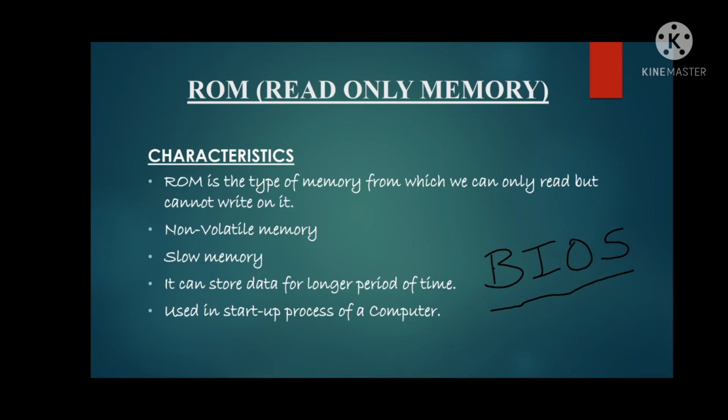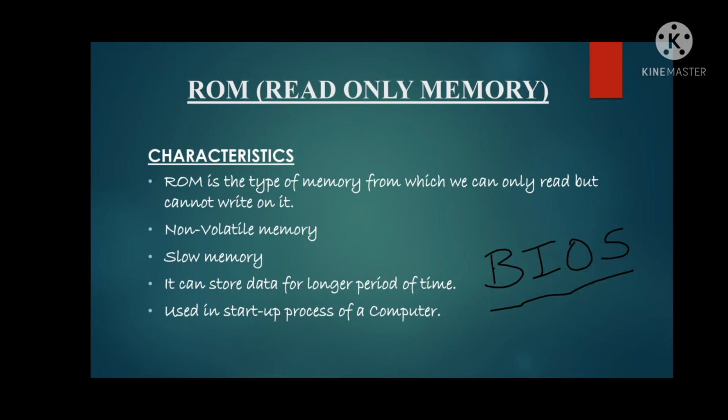Some firmware does the job of booting up a computer by initializing the hardware components and loading the operating system. It's not required for you; I just gave you the main things. Coming to the next one, it's slow memory. RAM is the faster memory, and ROM is slow memory, and it can store the data for a longer period of time because it's non-volatile in nature, and it is used in the startup process of a computer.